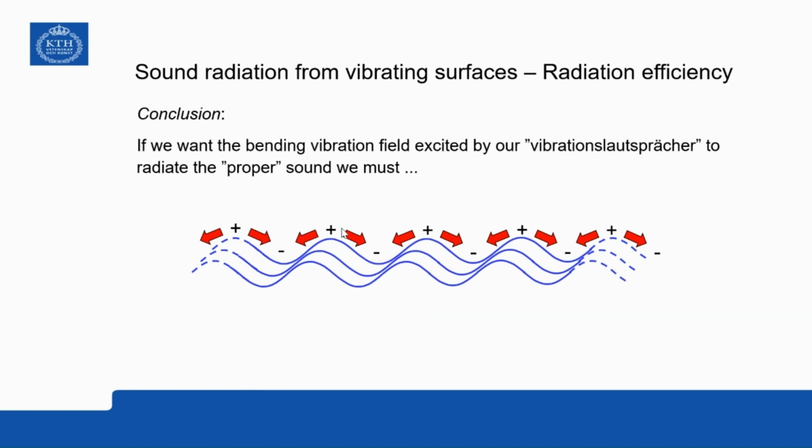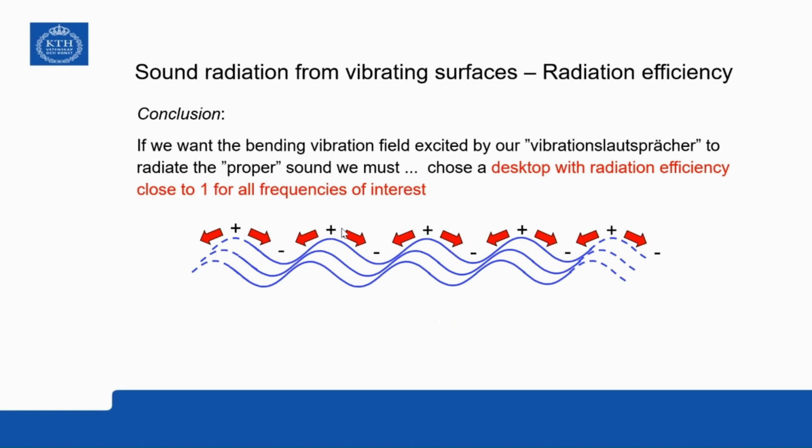So the conclusion we can draw from this example is that if we want the bending vibration field excited by our Vibrationslautsprecher, as you can see in the starting video clip, to radiate the proper sound, I mean the music as it should be heard, then we must choose a desktop or whatever radiating surface we choose, with a radiation efficiency close to 1 for all frequencies that we are interested in. So that is an important conclusion from this discussion we've had.